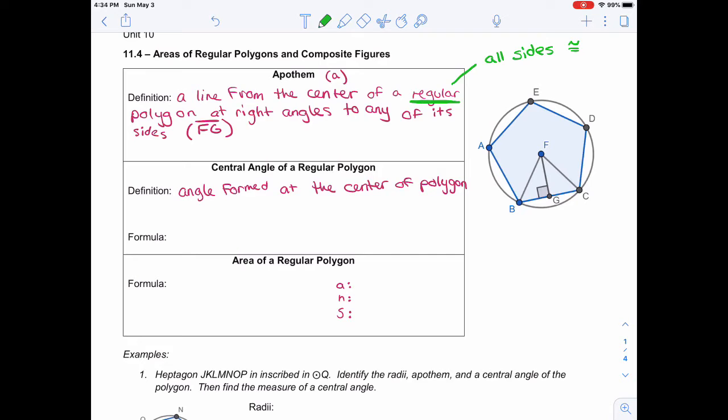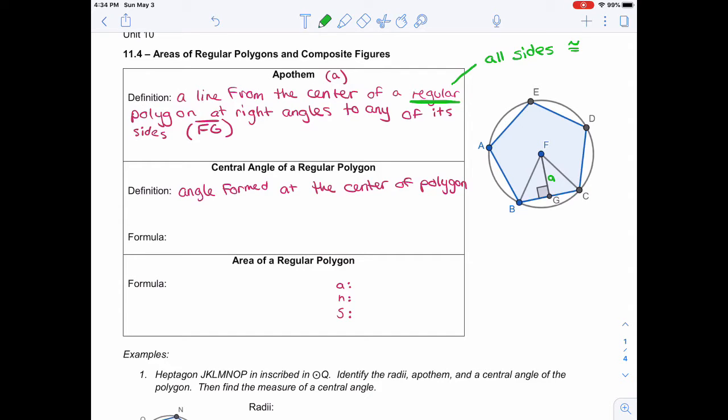So, as I was saying, an apothem is a line from the center of a regular polygon at right angles to any of its sides. So in this case, I went ahead and labeled that; it's going to be segment FG in our given drawing here. And often that's going to be labeled with an A like this, okay?